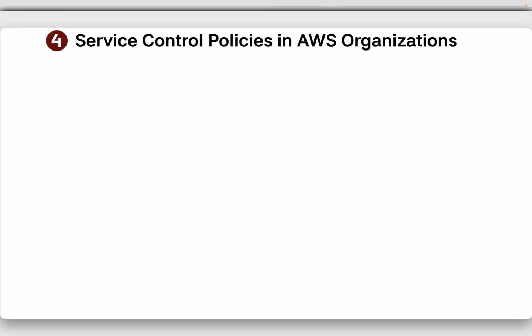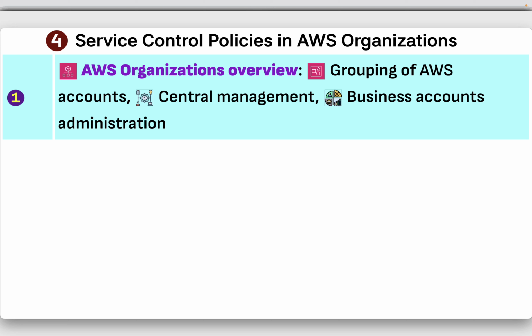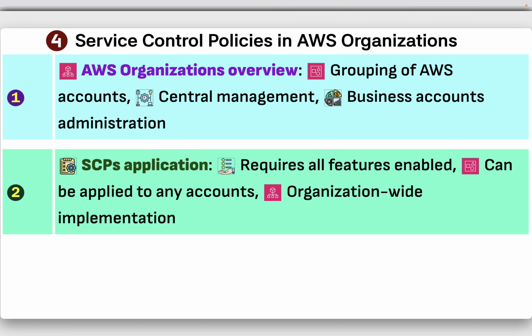The fourth type of policy is service control policies in AWS Organizations, and this is specific to the AWS Organizations feature, meaning if you have an AWS account and that account is part of AWS Organizations, which most of the time enterprises use. This comes in handy when you have at least 2 AWS accounts and they form an AWS organization. So, just a quick overview, AWS Organizations allows for the grouping and central management of your business AWS accounts, SCPs applications.